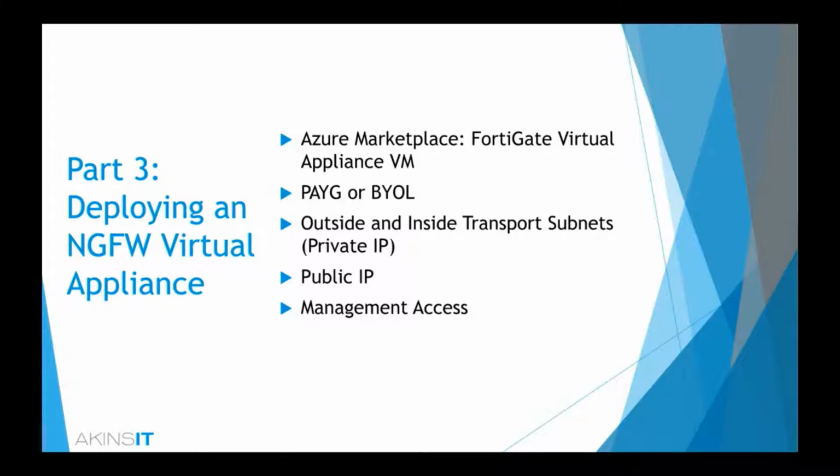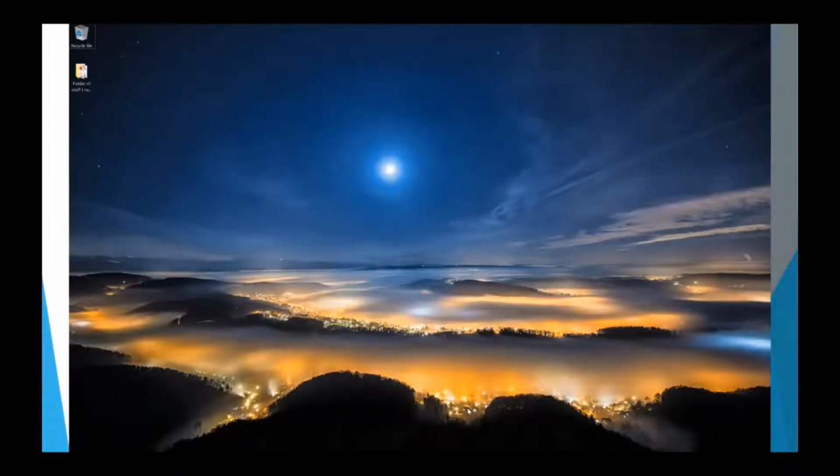Okay. I'm going to be touching on the licensing model for the virtual appliance. So you can do pay as you go or bring your own license. Also applying those outside and inside transport subnets that I had configured previously. You'll see how that comes into play now. And then, assigning a public IP to the actual firewall, and then, how to access it and manage it at that point. Okay. So let's jump right in.